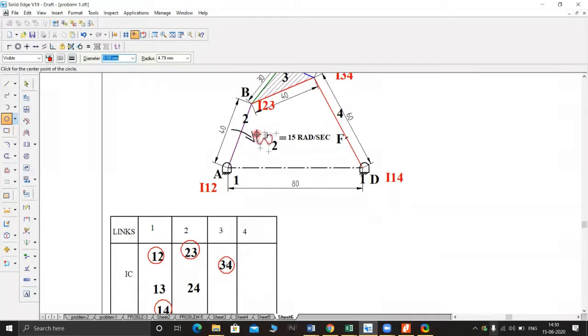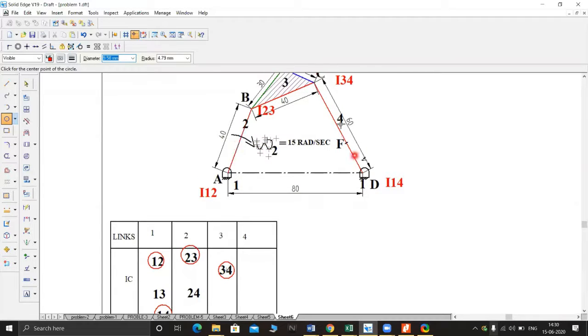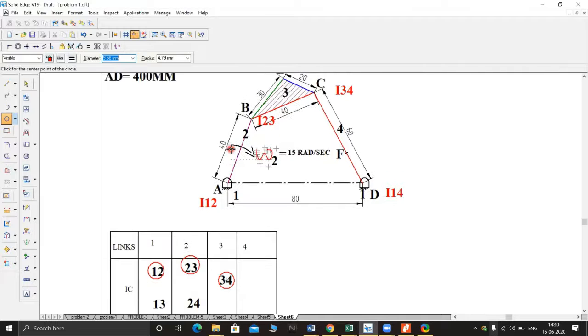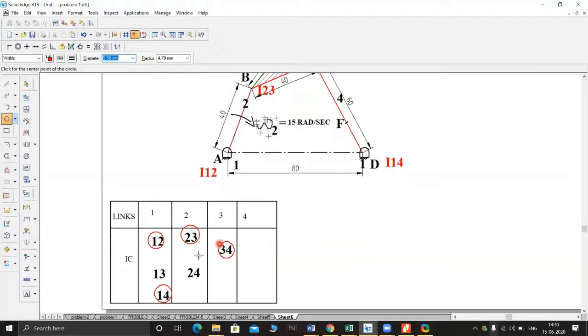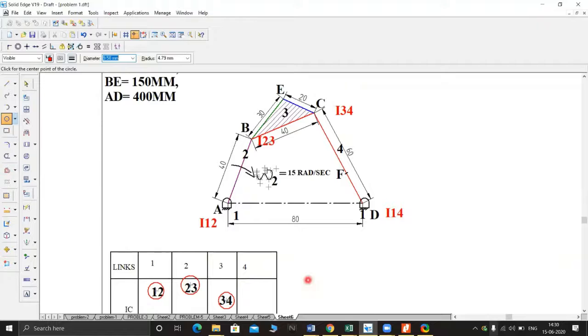Therefore we got this now. I24 we will get later. Why? Because link number 2 is here, link number 4 is here. There is no connection. Therefore we'll take it later. Now we got 4 out of 6. We got 4 instantaneous centers. The remaining 2 we are going to find using Kennedy's theorem.